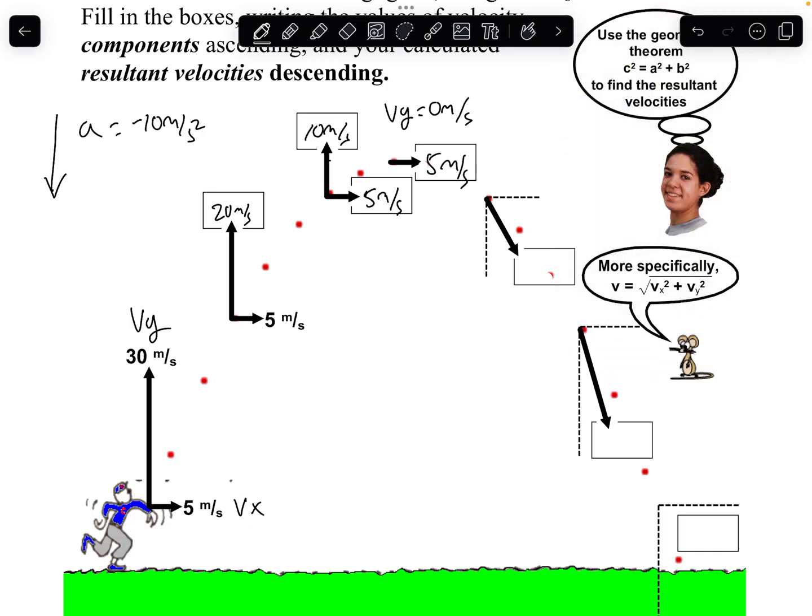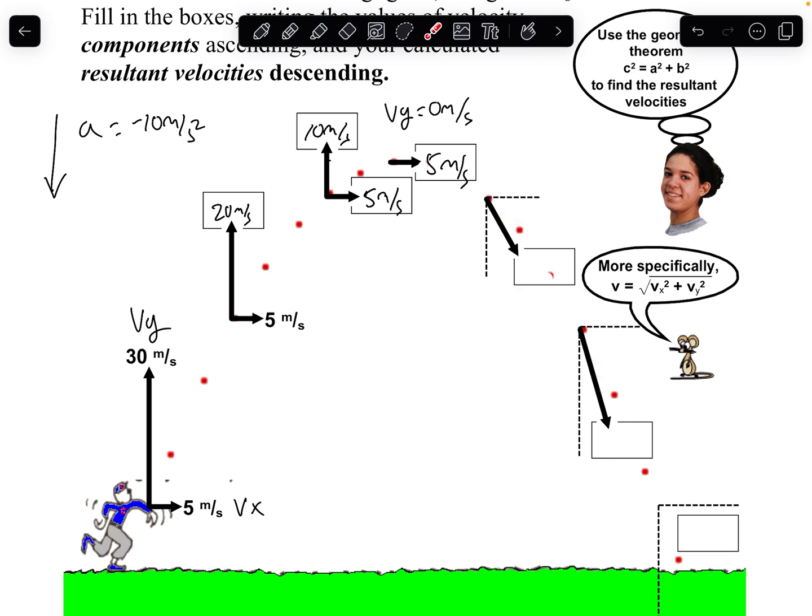Okay, so what they want us to do after the top is they want us to figure out now what is the total velocity on the way back down. In order to do that, we're going to need to find what our vertical and horizontal components are, our Vx and our Vy, so that we can do Pythag. Okay, because we'll have our A and B, our two sides of our triangle, we'll be solving for C.